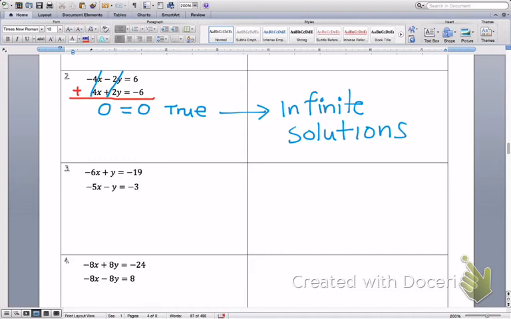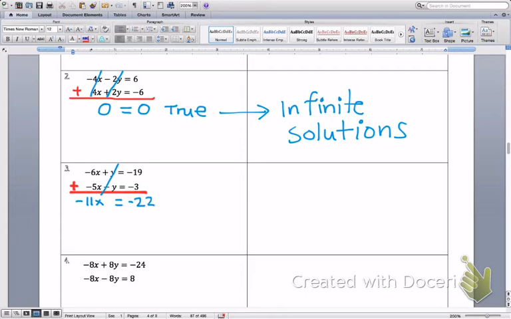All right, let's go ahead and move on to our next example. Same thing, we're going to go ahead and add our two equations. So I'm going to put the plus sign, and I'm going to add the x's. I'm going to add the y's. So negative 6x and negative 5y gives me negative 11x. Y minus y is going to eliminate. One's positive, one's negative. Bring down the equals. 19 and 3 add. They're both negative, so that's 22 negative.